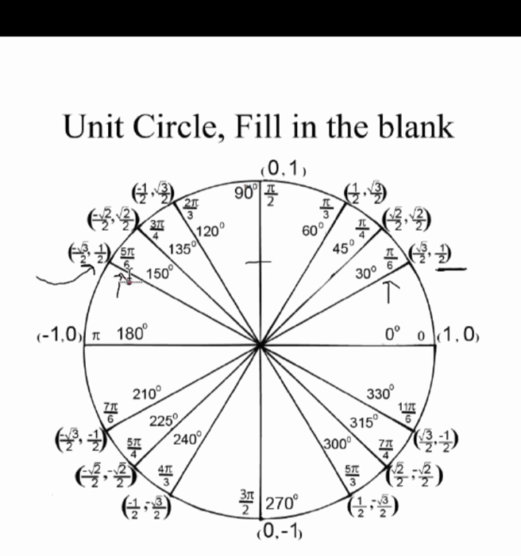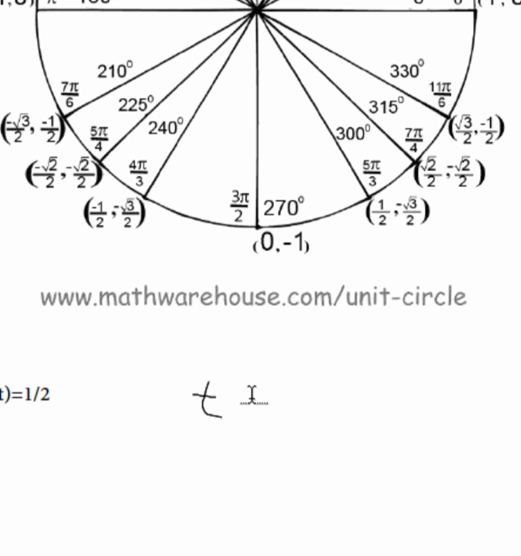So I'm going to start with that, and I'm going to say, all right, so t equals pi over 6, or t equals 5 pi over 6.